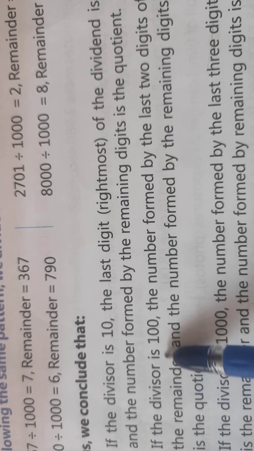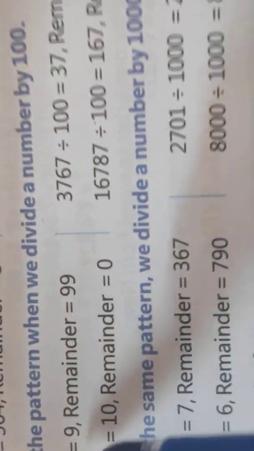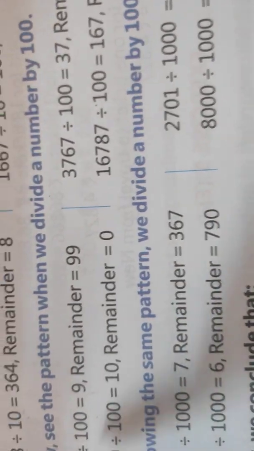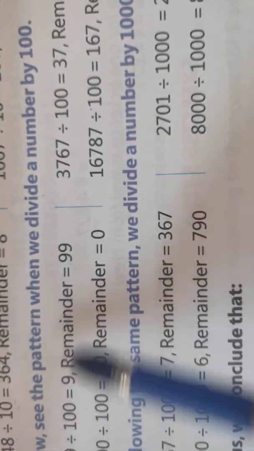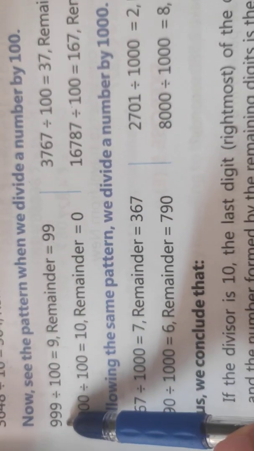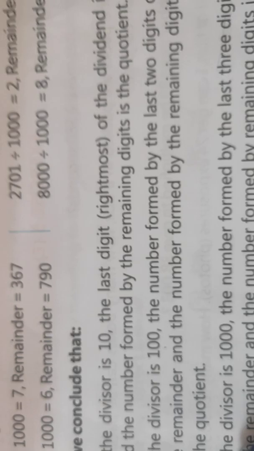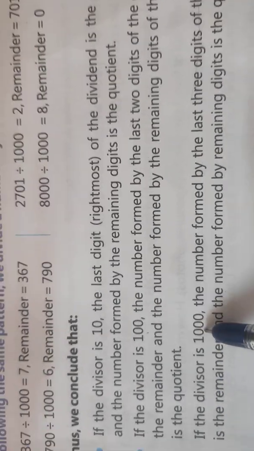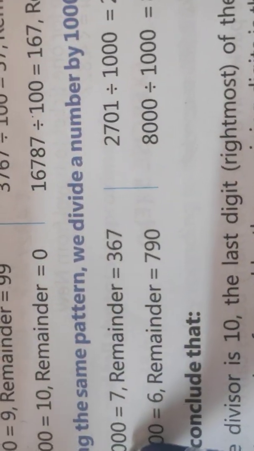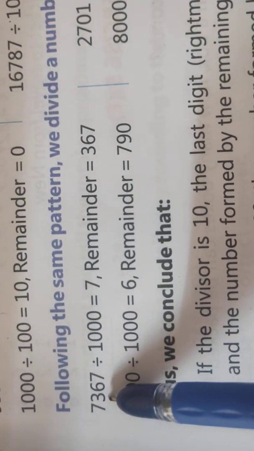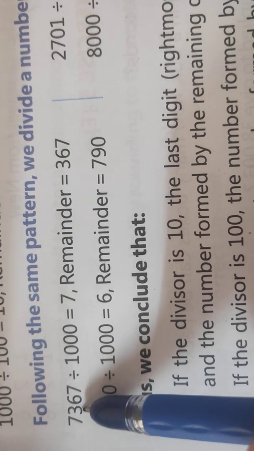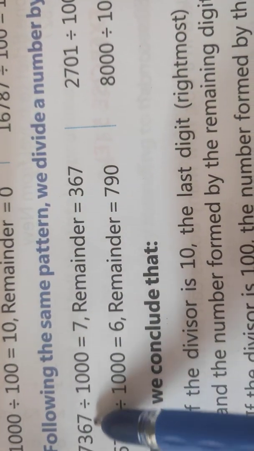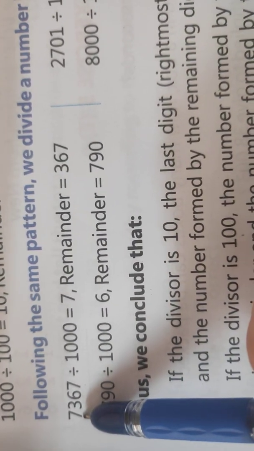When the divisor is 100, what happens? Then the extreme right side 2 digits will become the remainder and the left ones will become the quotient. So 99 becomes the remainder and 9 becomes the quotient. Same case when we divide by 1000: the extreme right side 3 digits of the dividend will become the remainder, like 367 becomes the remainder and 7 becomes the quotient.